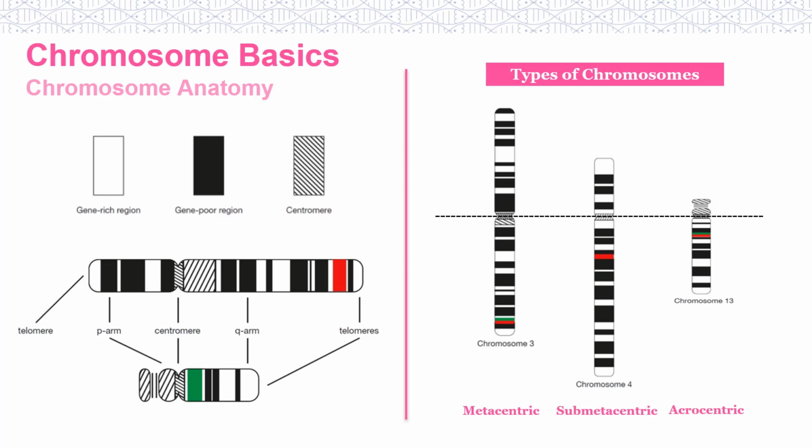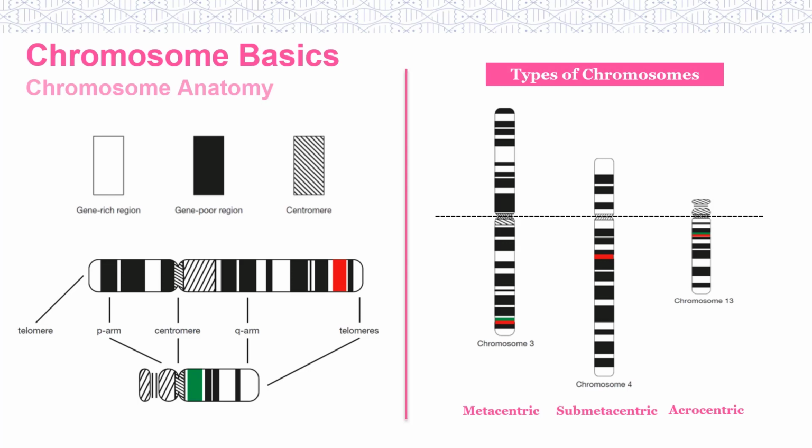The image on the right shows 3 major types of chromosomes, based on the position of the centromeres: metacentric, submetacentric, and acrocentric. Metacentric chromosomes, such as chromosome 3 shown here, have their centromere in the centre, resulting in both the P and Q arms of the chromosome being of approximately equal length.